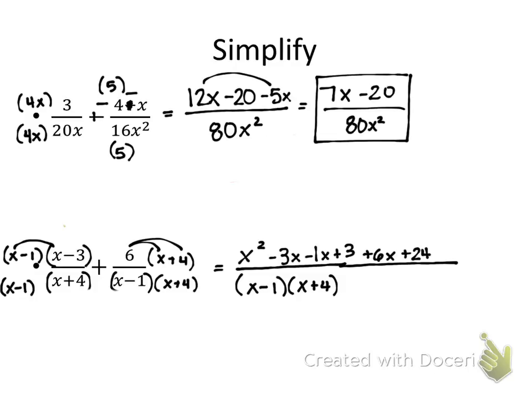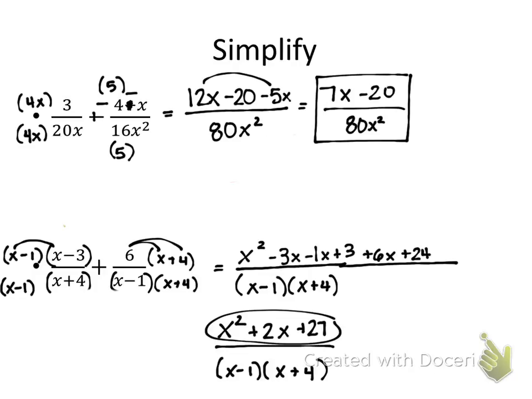So what we're going to do is just combine like terms. So x squared stays x squared. 3x minus 1x is negative 4x plus 6x is positive 2x. 3 plus 24 is 27 over x minus 1 times x plus 4.